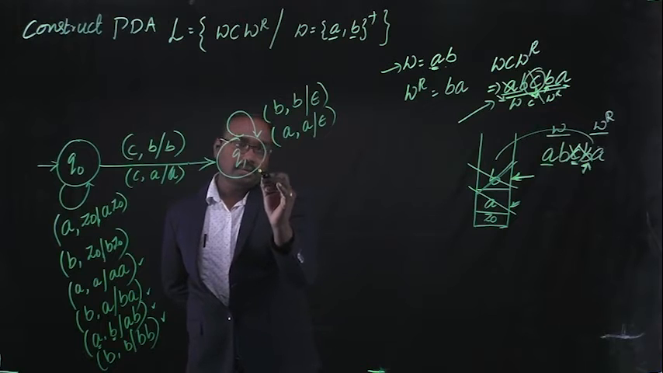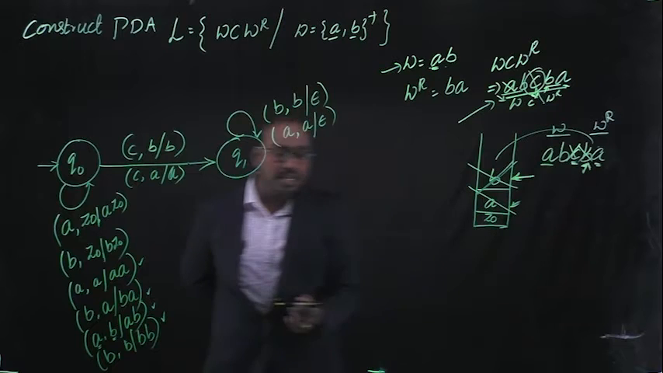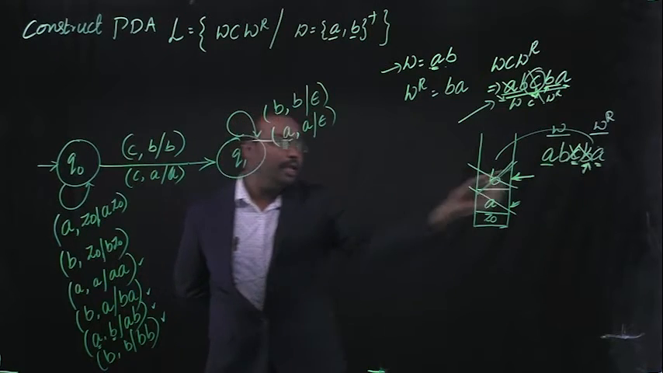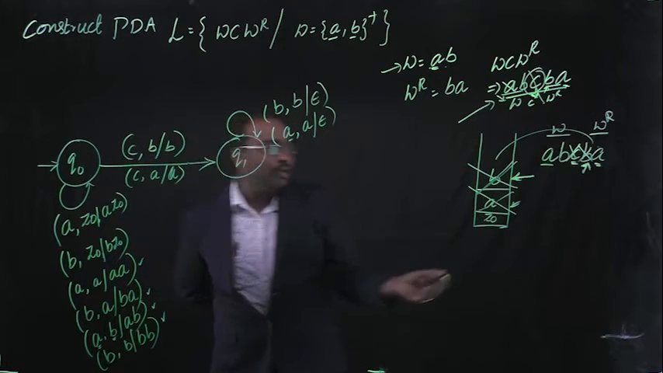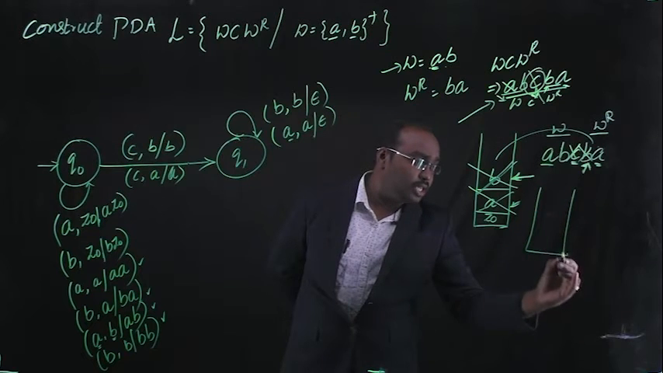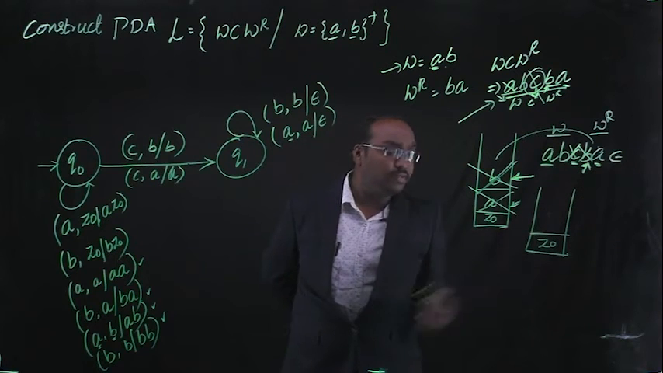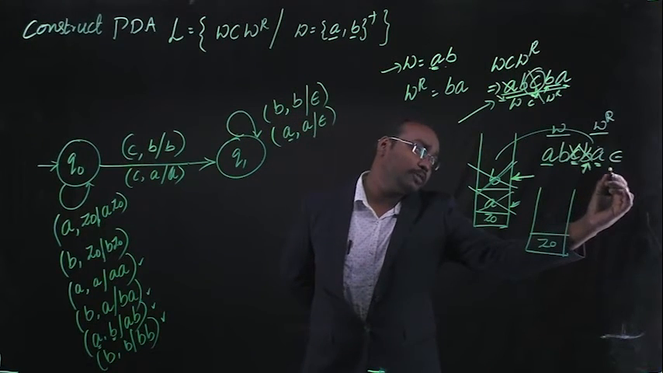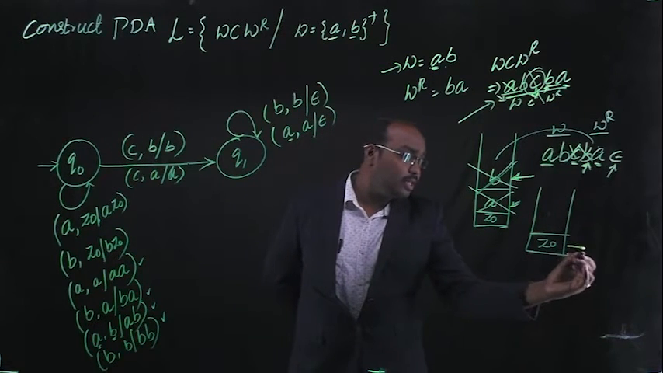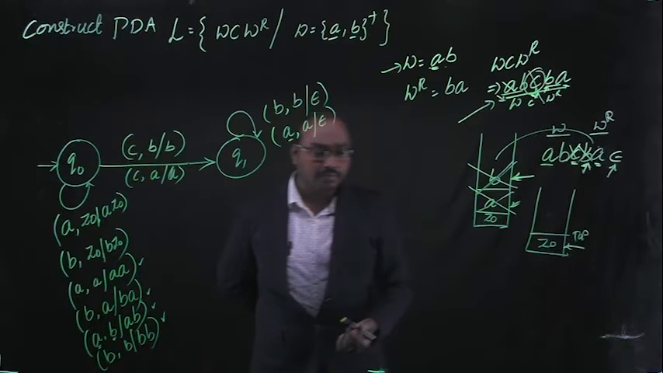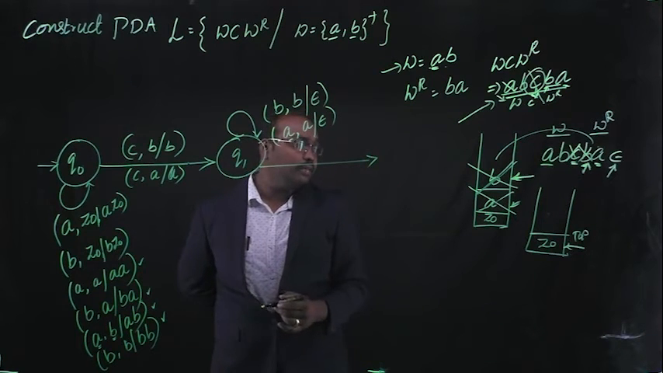Finally, if the input symbol is A and the stack's top of the element is A, then we can remove that element from the stack. After this step the stack will be like this. Finally, epsilon is my empty string. If the input symbol is epsilon and the top of the stack is Z0, then we can accept the given string, the given language.